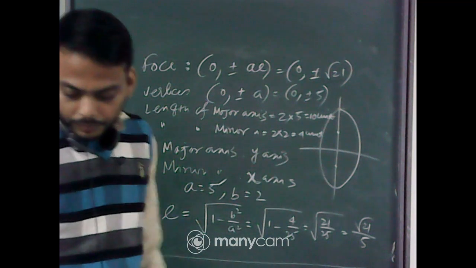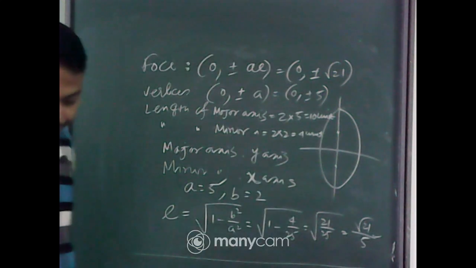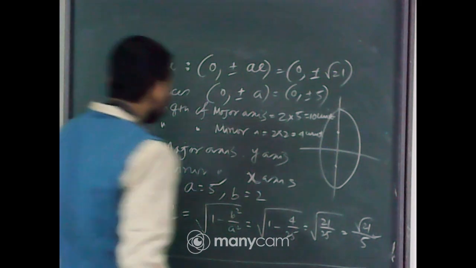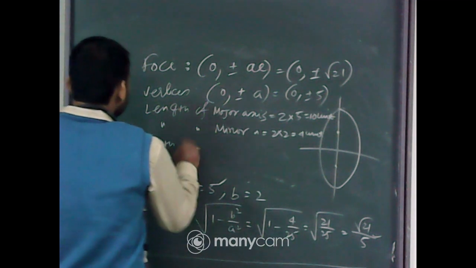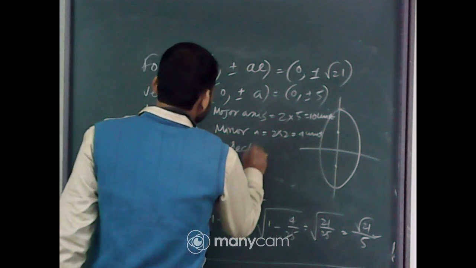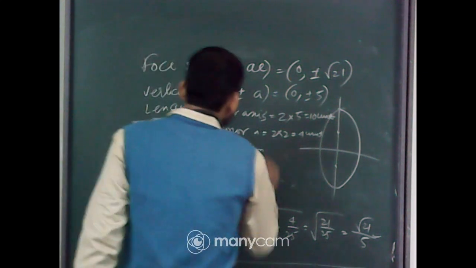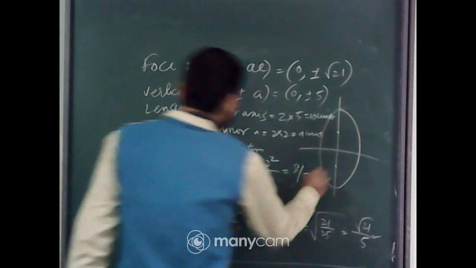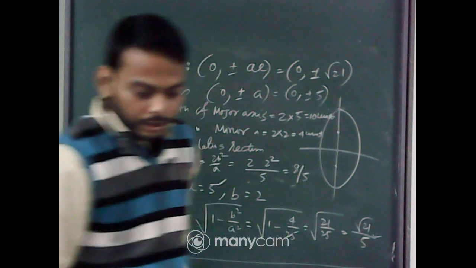Okay. Now eccentricity, already we got the value of eccentricity. Now the last thing, that is the length of the latus rectum, that is 2b square by a. Length of the latus rectum is 2b square by a. So 2 into 2 square by 5, that means 8 by 5. Okay, so that is our question number 2.